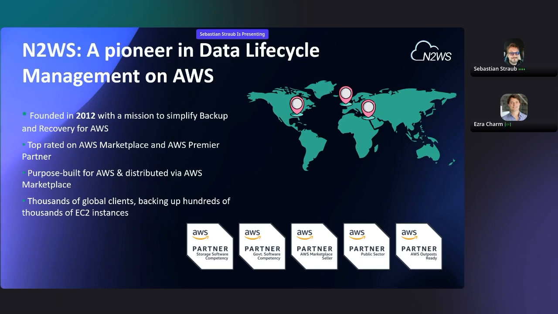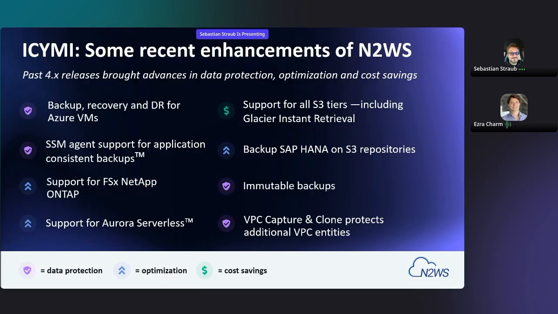On the next slide, some of the enhancements prior to version 4.2. This is some of the stuff we announced leading up to where we are today, all announced in the past 6 to 8 months. This includes backup and recovery for Azure VMs and our availability in Azure Marketplace, immutable backups for both AWS and Azure, support for SAP HANA on AWS, and some Amazon FSx for NetApp ONTAP and Aurora Serverless, and a whole bunch of other capabilities. We're not here to talk about any of this today. We're here to talk about what we've built on top of that.